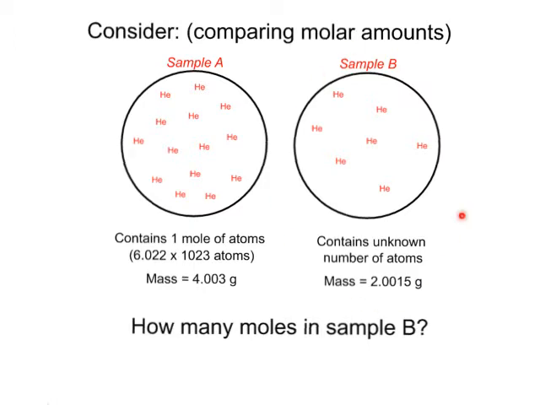We have here in sample B some unknown number of atoms, but when we weigh it, we get a mass of 2.0015 grams. So, how many moles would be in sample B? We know that there would be exactly 1/2 the number of moles here. It would be 1/2 of a mole. So when we're comparing molar amounts of the same component, that is how we can think about those.